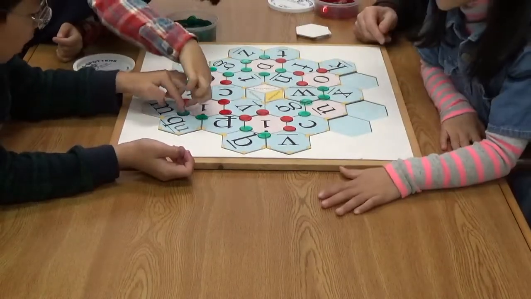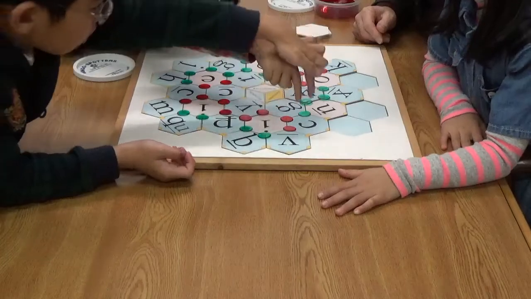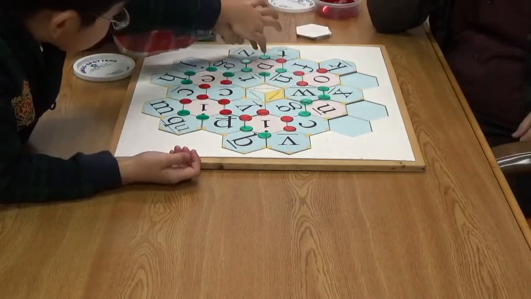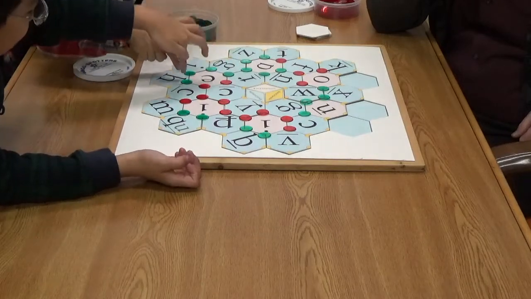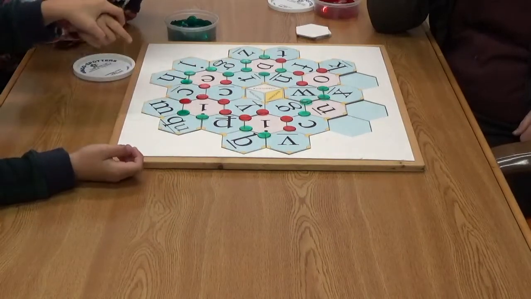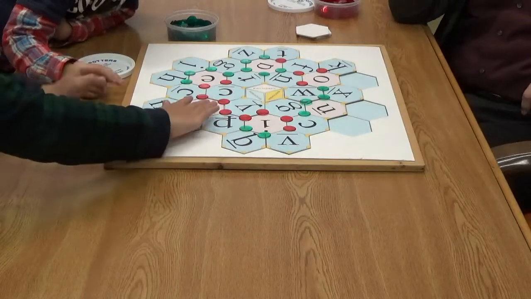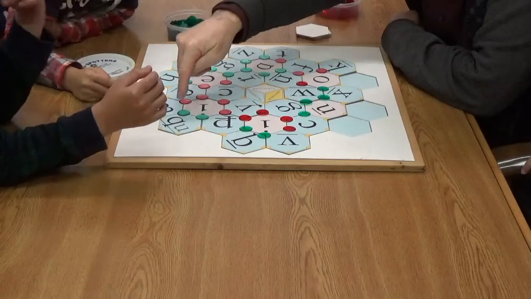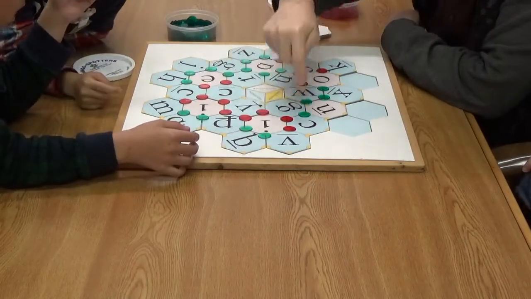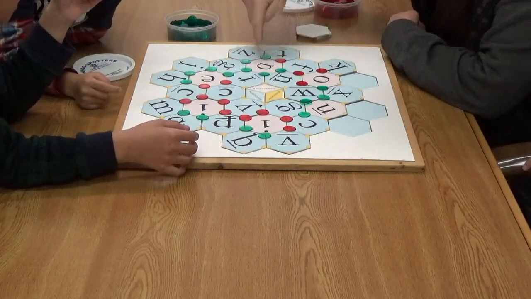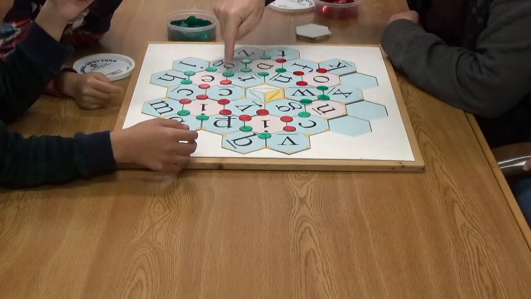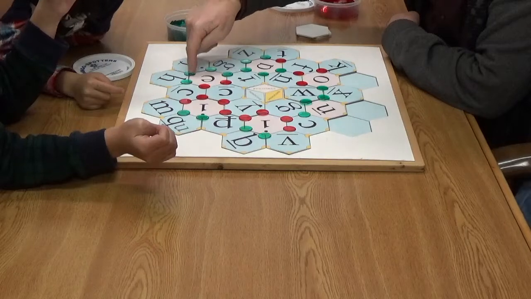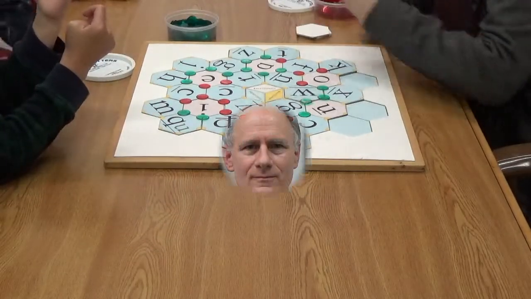Please count. 1, 2, 3, 4, 5, 6, 7, 8, 9, 10, 11, 12, 13, 14, 16, 17, 18, 19, 20. Let's try it again. 1, 2, 3, 4, 5, 6, 7, 8, 9, 10, 11, 12, 13, 14, 15, 16, 17. Yeah, you got a little different with your numbers.